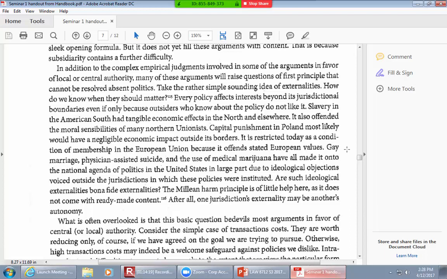So he says every policy affects interests beyond its jurisdictional boundaries, even if only because outsiders who know about the policy do not like it. So that's the point here. Okay? And then you have to ask yourself, once we have started this debate in relation to such externalities, i.e. these ideas that are coming to us from further afield, not because we like them, sometimes simply because we say, oh, look at what they have done, you know.